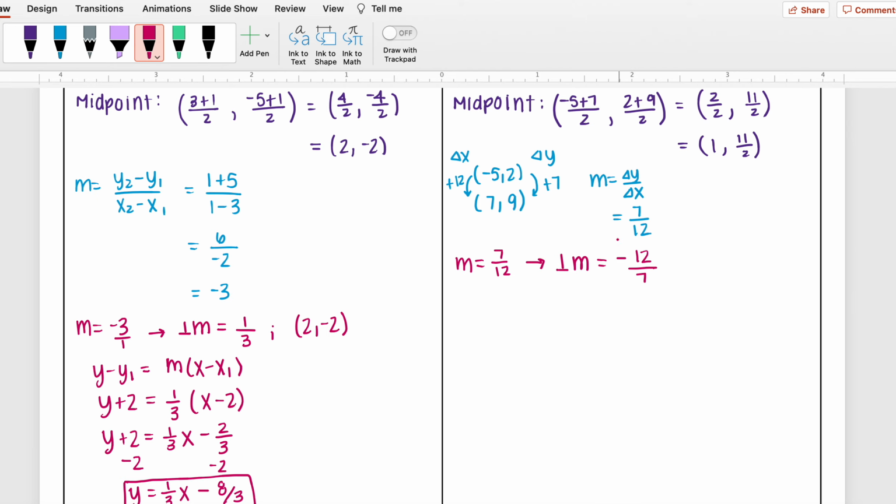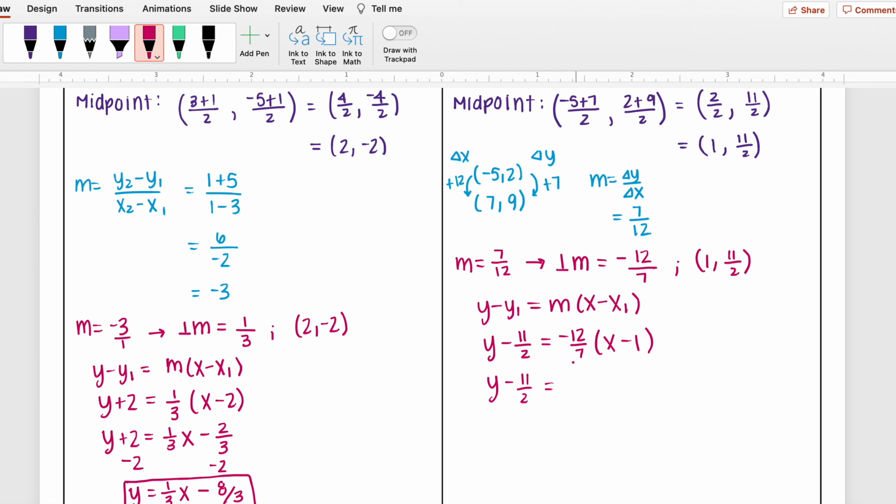And now I need to write the equation of the line. So I know the equation of my perpendicular bisector has a slope of -12/7. And then I know it goes through the point (1, 11/2). So I'm going to plug that into my point slope formula. So I have y minus 11/2 is equal to -12/7 times x minus 1. Then distribute that -12/7, and I get -12/7 x plus 12/7.